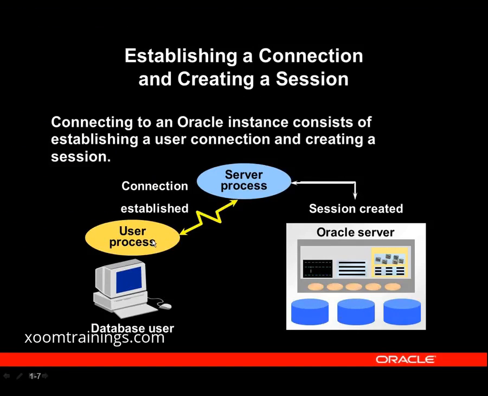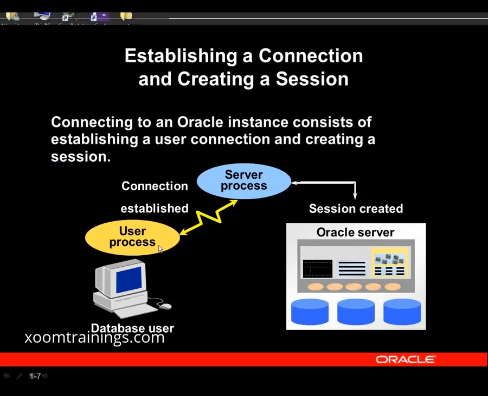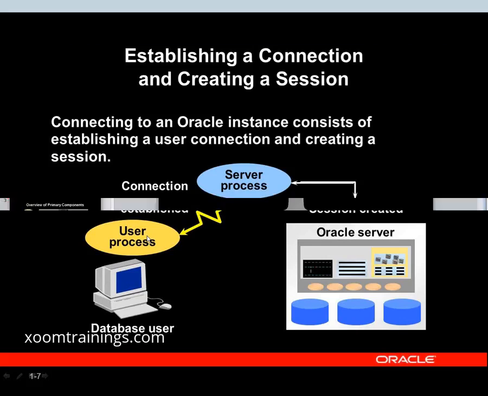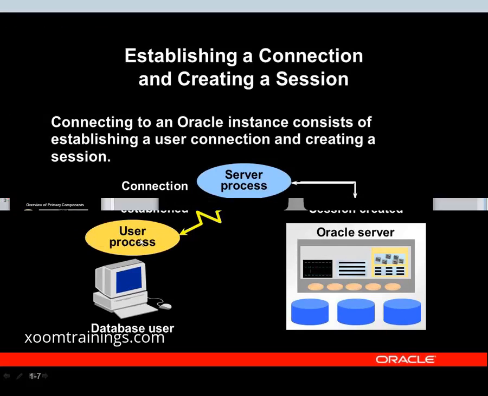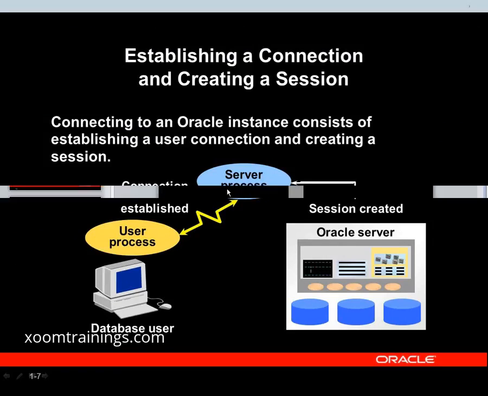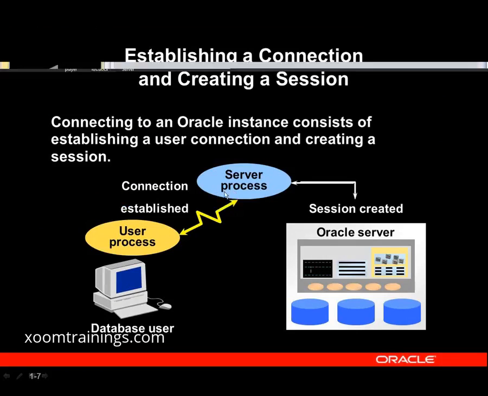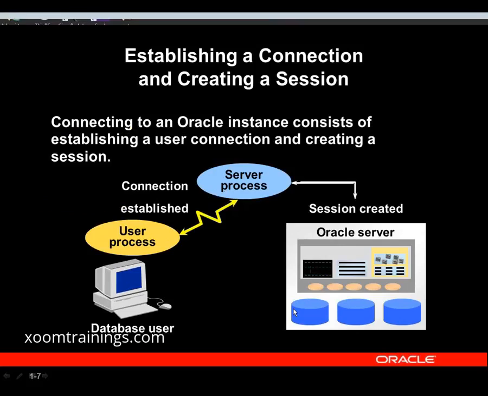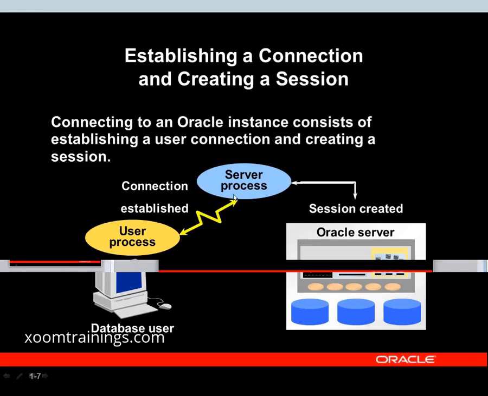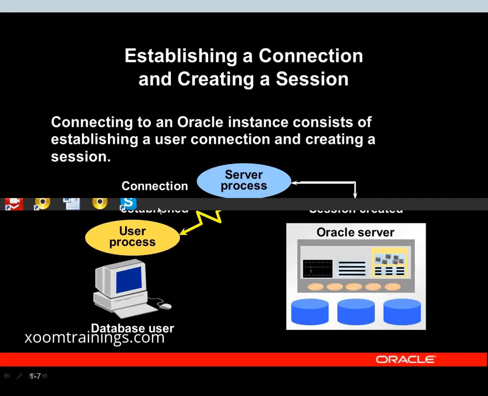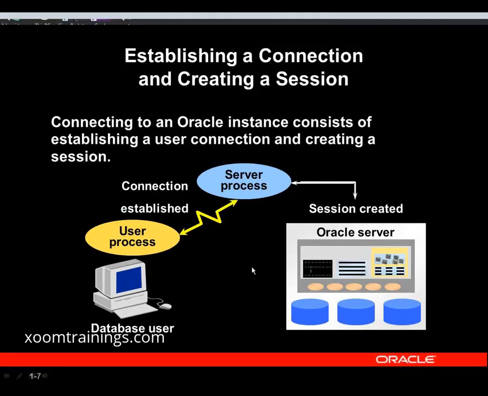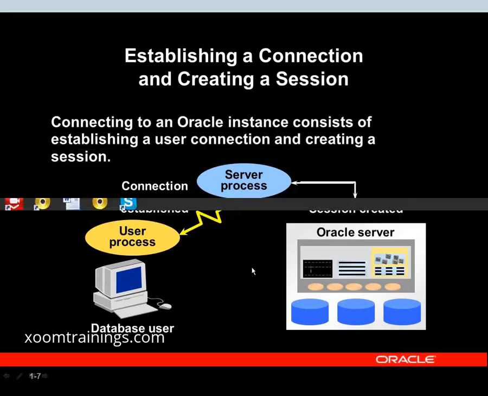Let's say Scott or any HR user tries to connect with the database. He first enters a username and password, then the user process fetches that data from the client and sends it to the server. The server process finds out whether that user is registered with the database. If it is registered, then the connection is established. So this is the establishment of a connection. And once it's valid, the user fires some commands, let's say DQL, DDL, DML, whatever, then the session is created. So that is exactly establishing a connection and creating a session.